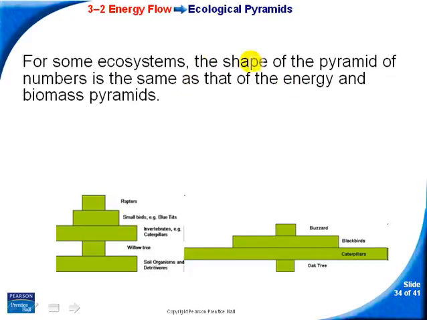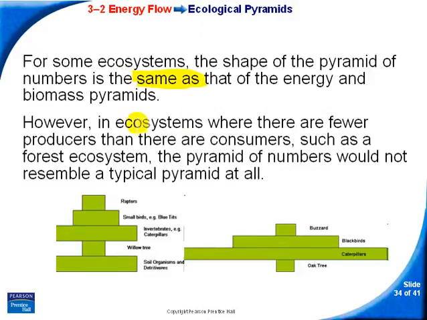Now, usually the shape of the pyramid of numbers is the same as that of the energy and biomass pyramids, but in some cases there are ecosystems where there are fewer producers than there are consumers, and an example of that is usually when you're dealing with a tree. Now here are two pyramids of numbers that are an example of that.